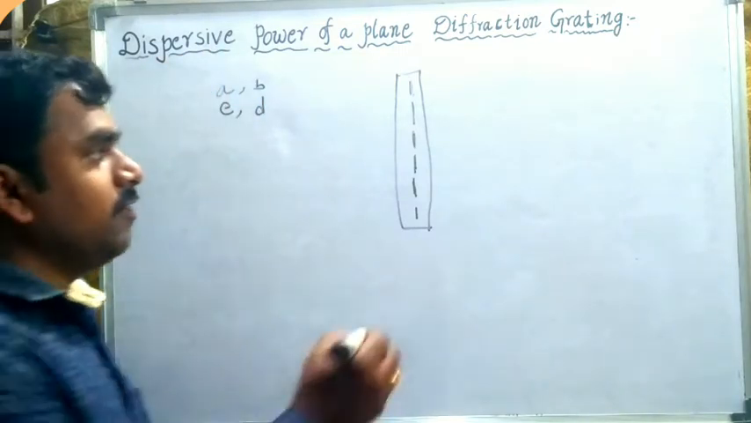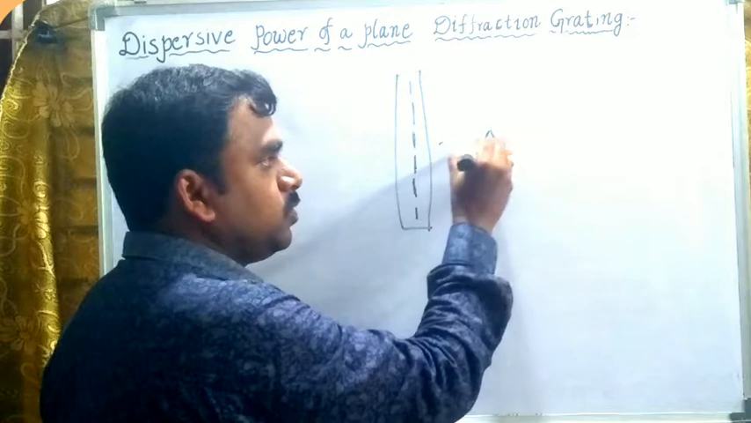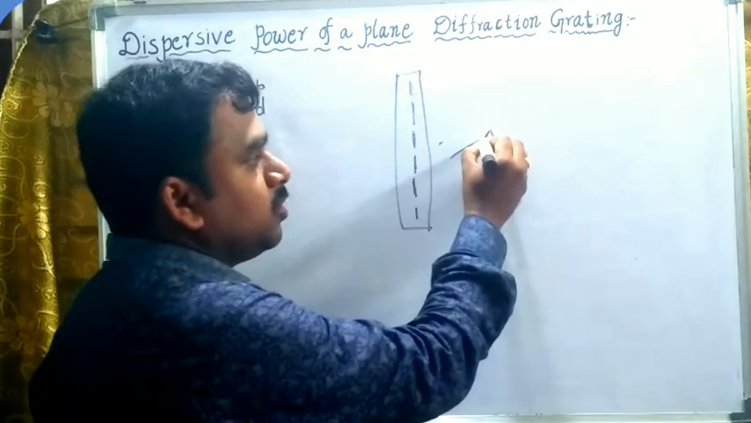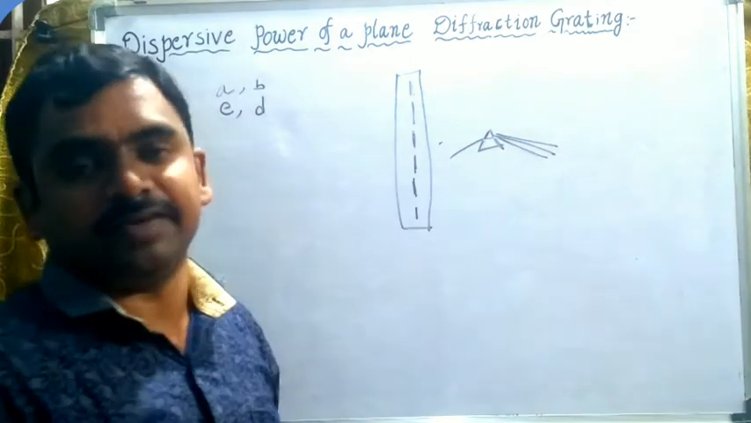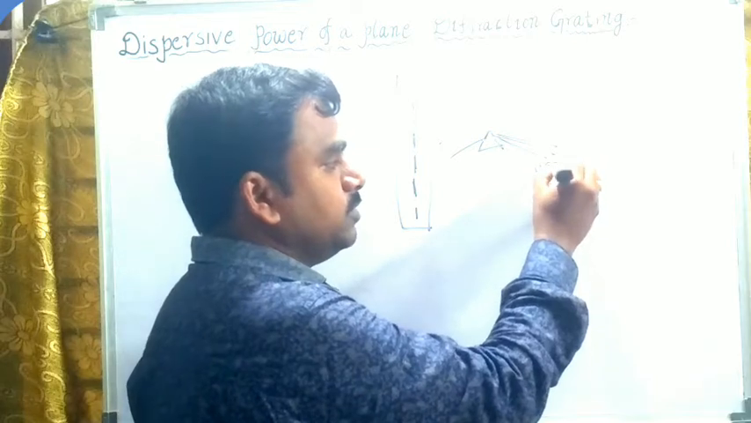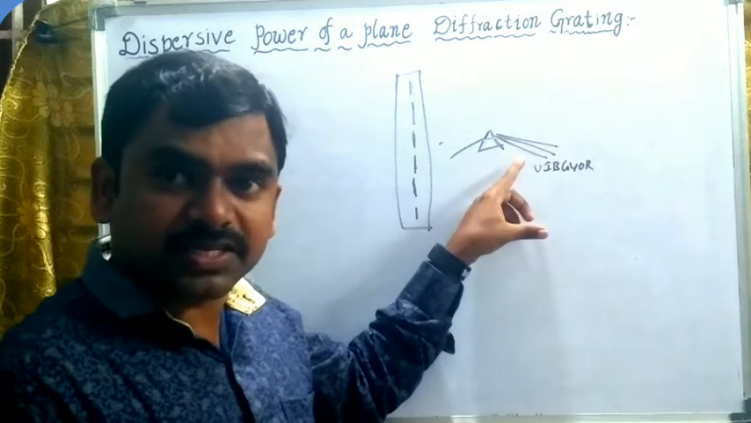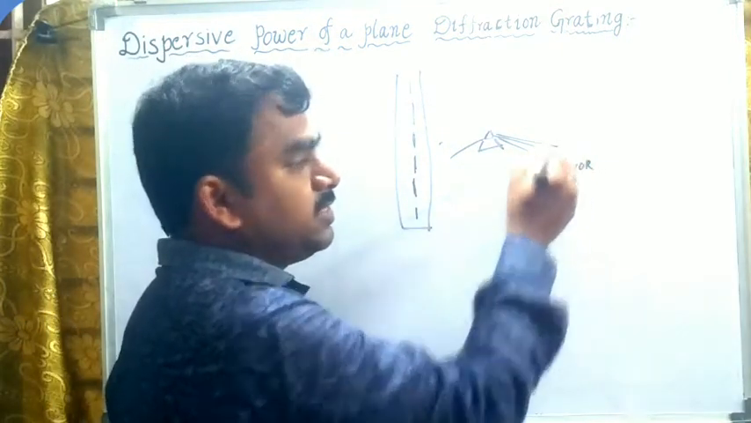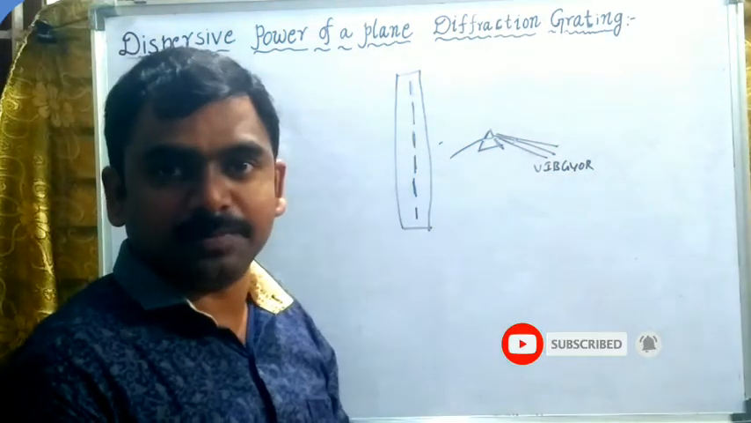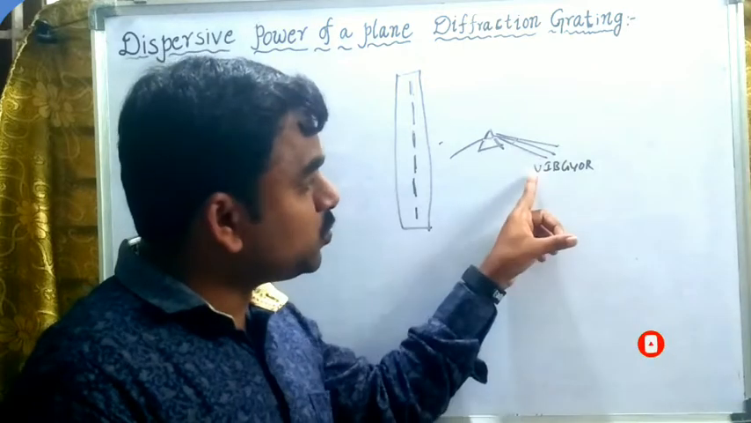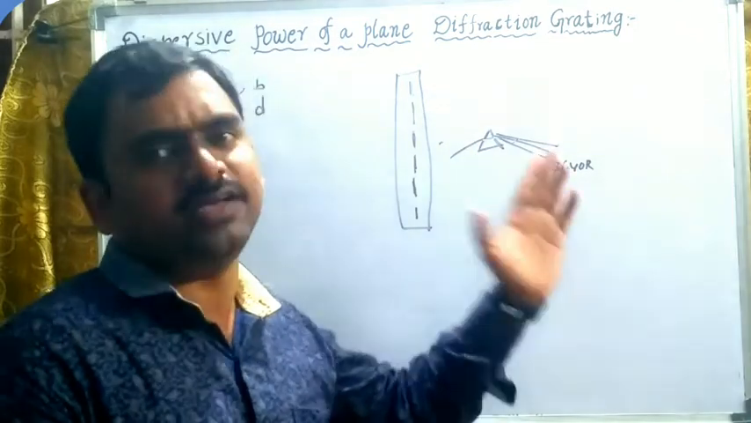Now, what is dispersive power? What is dispersion? For example, if you take white light and pass it through a prism, it will refract and split into 7 colors. That means the widths here we are observing. This is one color, this is another color, this is another color. These are making some angle with the normal. And as we know, each and every color has a different wavelength. That is called dispersion.